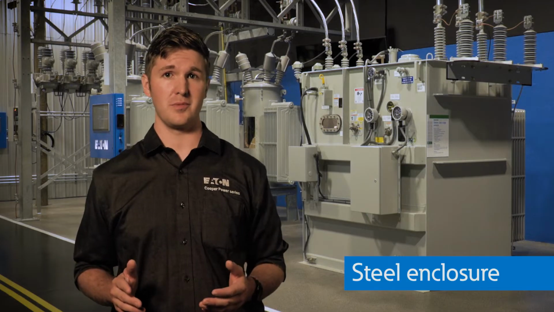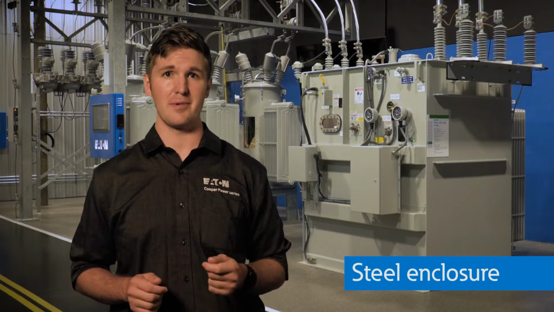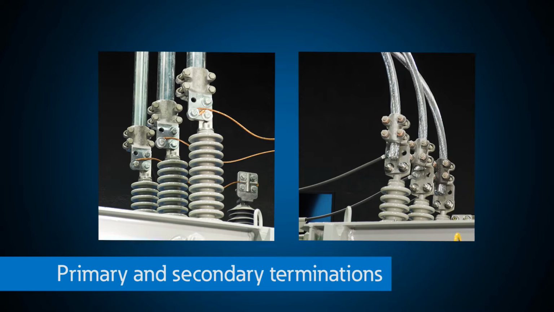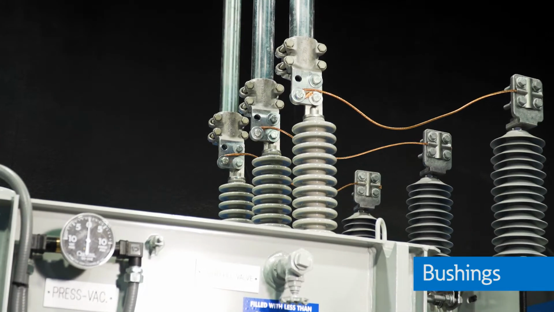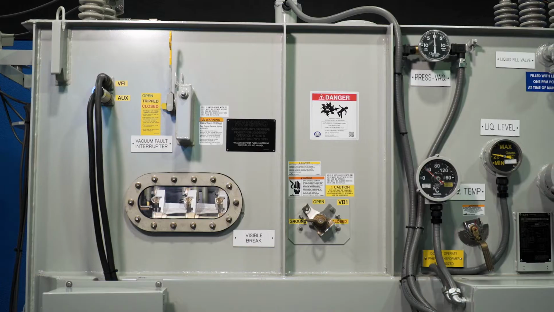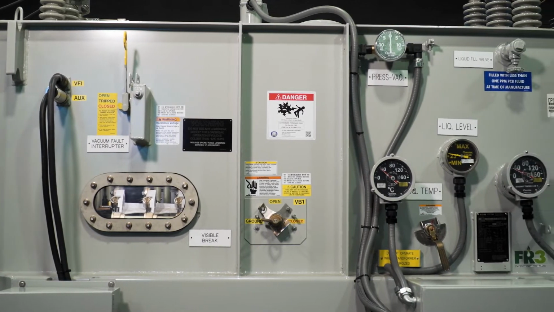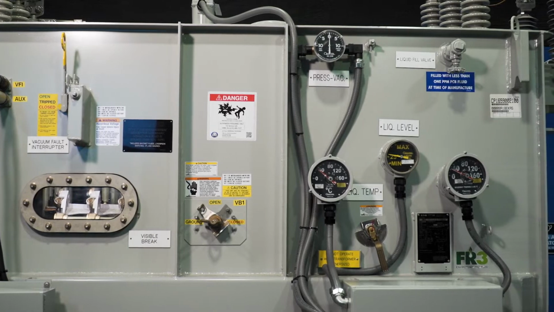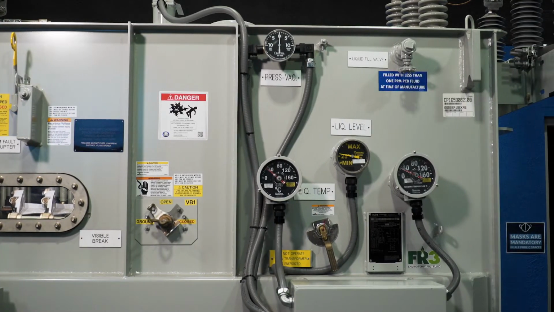The liquid-filled transformer is sealed in a steel enclosure with primary and secondary terminations brought out of the tank through appropriately rated bushings. Depending on application, the transformer may also feature lockable enclosures to safeguard the terminals, as well as various gauges, sensors, or controllers mounted on its exterior.